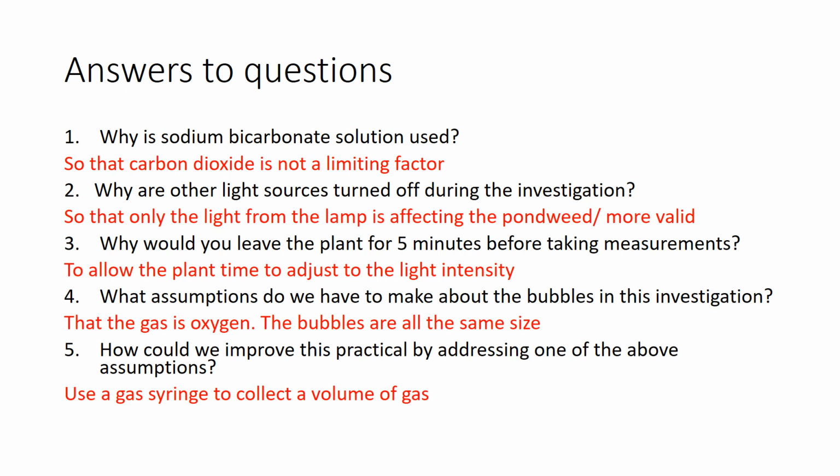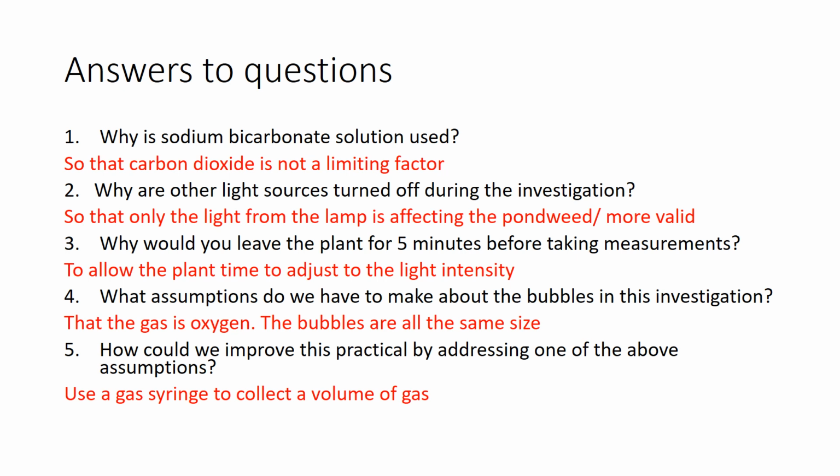Number 4, what assumptions do we make about the bubbles in this investigation? First assumption is that the gas is oxygen, which we know is a product in photosynthesis. So that is how we're measuring the rate of photosynthesis, by how much oxygen is produced. Plants will also produce carbon dioxide because they respire as well, but we're assuming that all of that gas is oxygen. We're also assuming that the bubbles are the same size, which does make the investigation slightly invalid because bubbles aren't always going to be the same size.